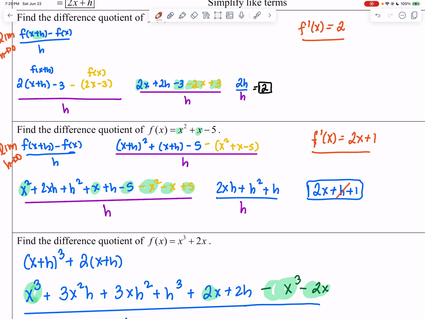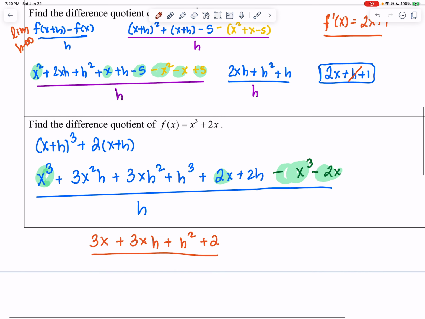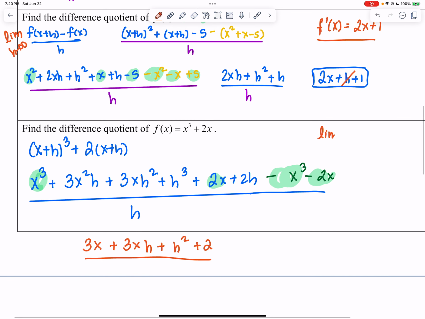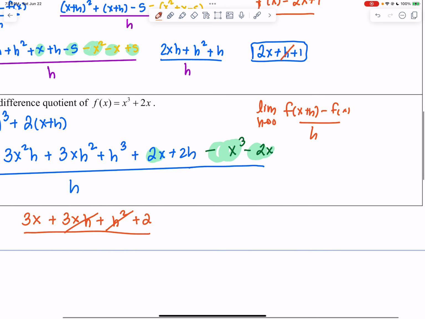And then for this one, if I were to take the limit as h approaches 0 of my difference quotient, which I forgot to write, this right here, that gets canceled out, it's just going to be 3x plus 2. This is my derivative, 3x squared plus 2. I forgot this right here. Oops.